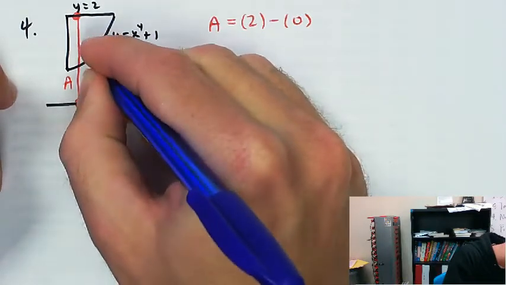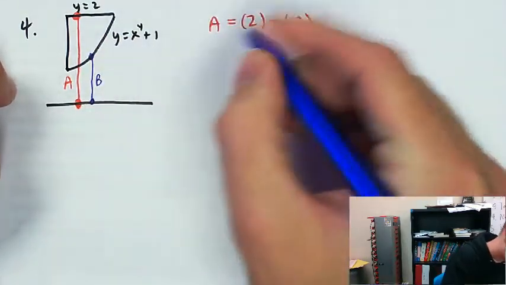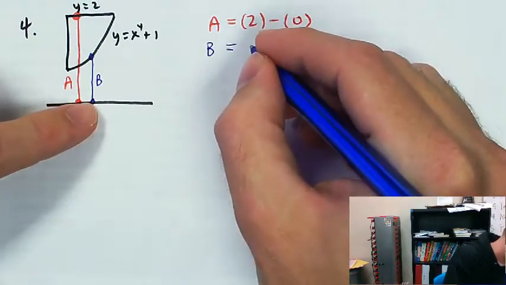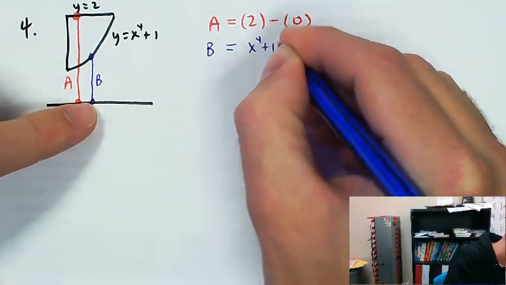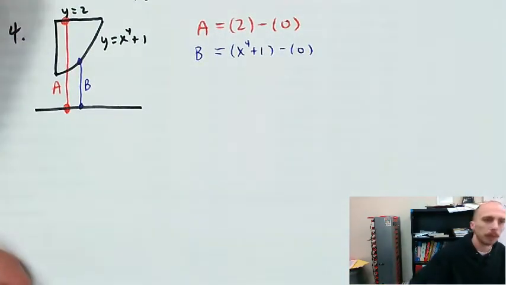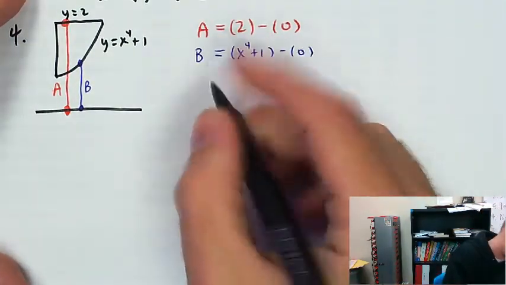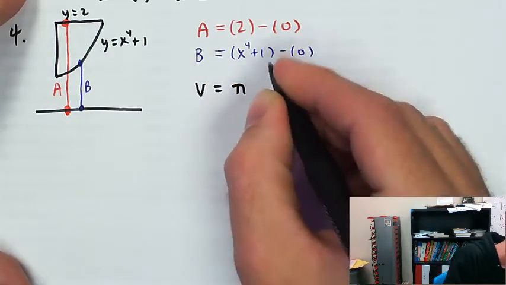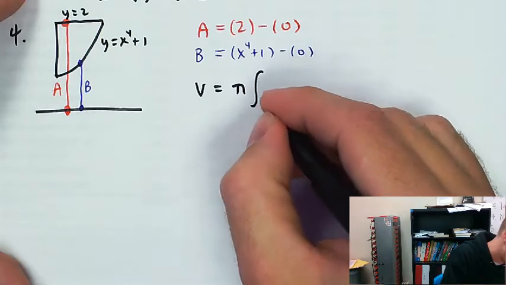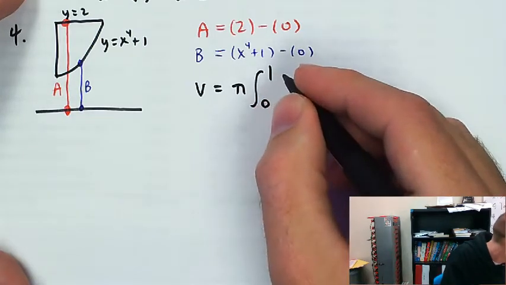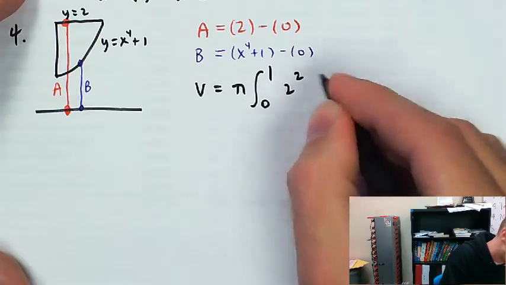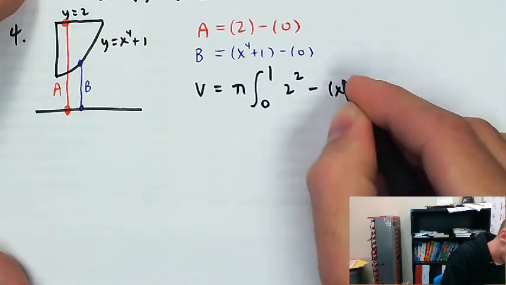And the small radius is going to be top, y equals x to the 4 plus 1, minus bottom, y equals 0. Okay. And volume is going to be pi times the integral from x equals 0 to x equals 1 of large radius squared minus small radius squared.